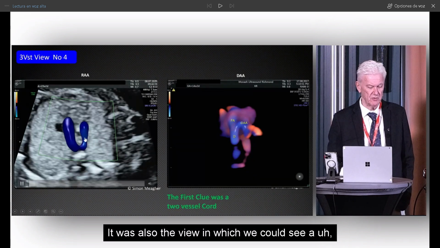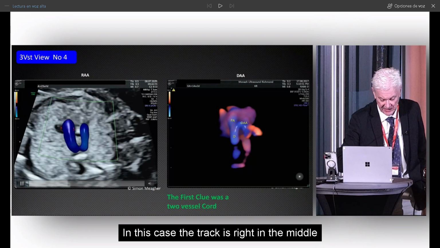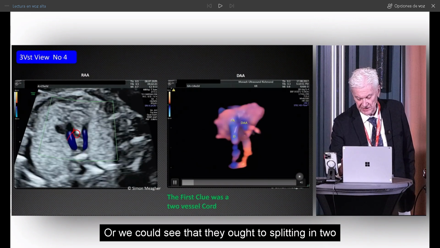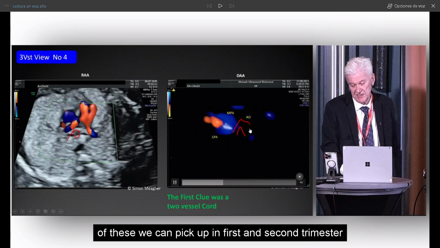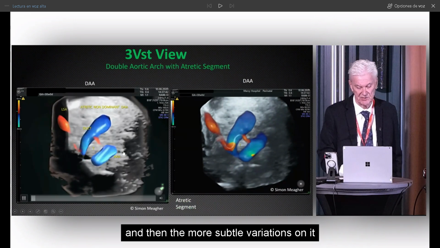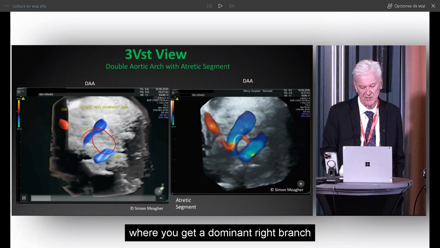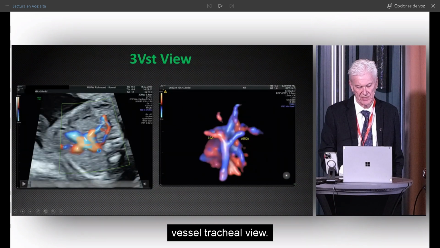It was also the view in which we could see right aortic arches. In this case, the trachea is right in the middle with the U-shaped configuration, or we could see that the aorta is splitting in two with the double aortic arches, which for both of these we can pick up in first and second trimester. And then the more subtle variations on it, where you get atretic branches, where you get a dominant right branch and an atretic left branch. Again, you can pick this up on the three-vessel tracheal view.